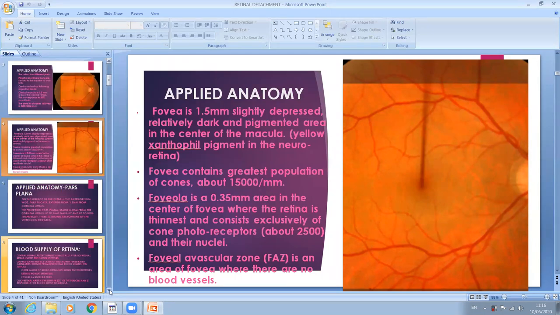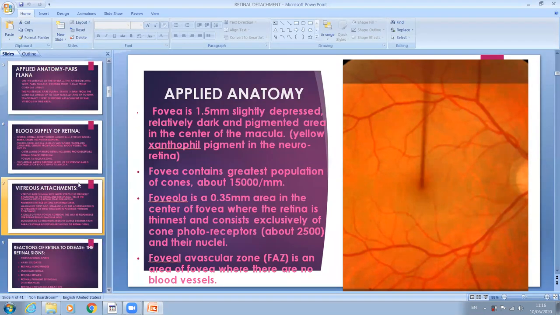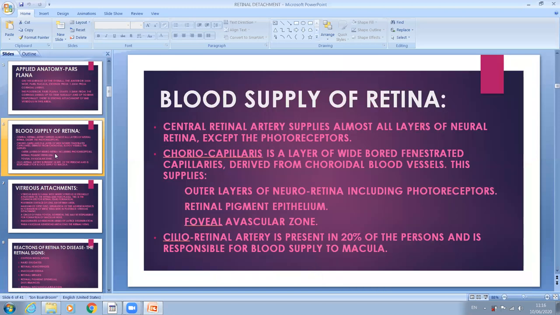Learning a little bit of the anatomy, we know that the blood supply of the retina comes from the central retinal artery, which is a branch from the internal carotid artery, and most of the layers of the retina are supplied by the central retinal artery. And we're talking about the thickness of the layers of the retina.